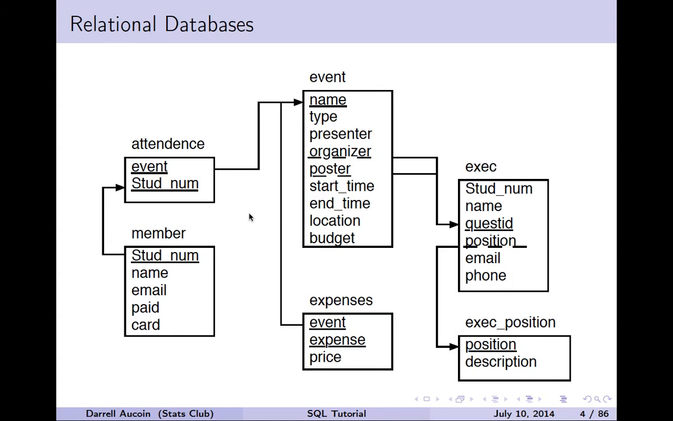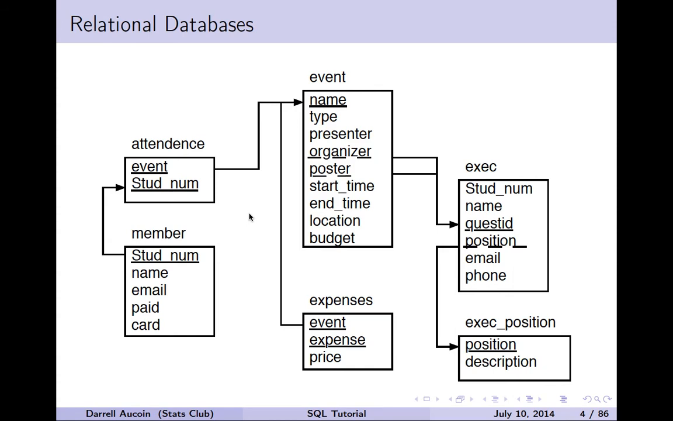Why do you have two lines going to exec from event? Because organizer and poster are two different things, but each one relates to the quest ID for exec. So that's just to get an understanding of it. The dashed lines are foreign keys. The straight lines are primary keys.